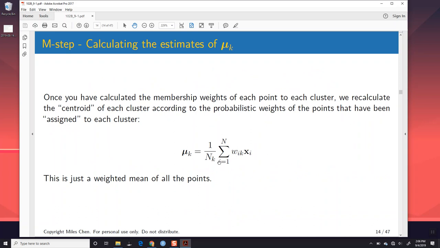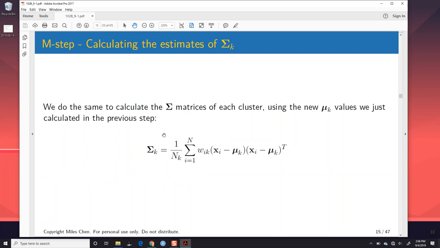All right, so we get the weighted mean right here. And then here, this is just the variance, but it's the weighted variance. If we do the variance, it's x minus mu times x minus mu transpose, 1 over n, that's fine. Here it's just weighted, though. Is that all right? That's really all you need to know.